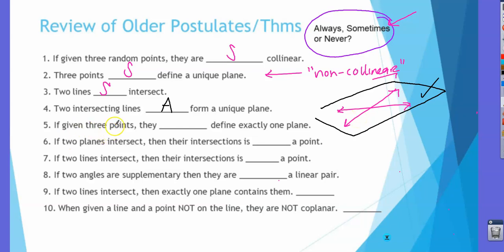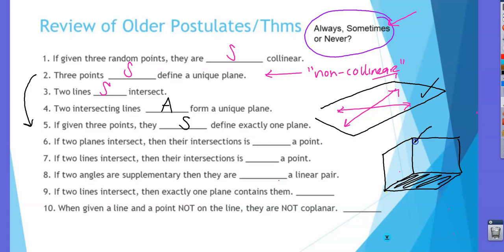All right, if you're given 3 points, they define exactly one plane. Aha, this is a trick. It's the same as question 2. If you're given 3 points, they sometimes define exactly one plane. I should have thrown the word non-collinear in there. That would make it more fun. All right, let's try another one. If 2 planes intersect, their intersection is a point. If 2 planes intersect, like the corner of a room, right? Here's your room. They intersect to form, it is not a point. Their overlap is a line. So this one would be never. It's never just a point.